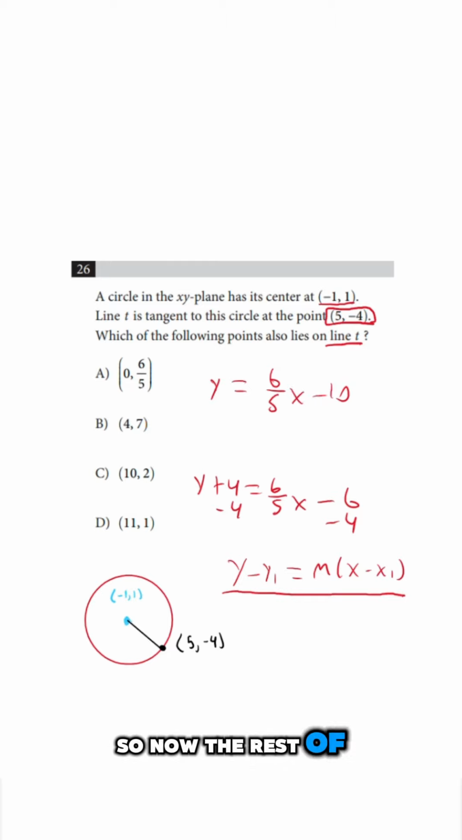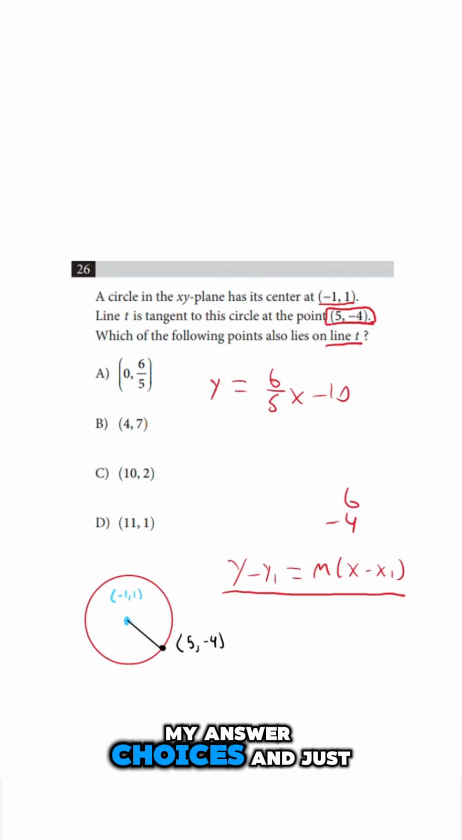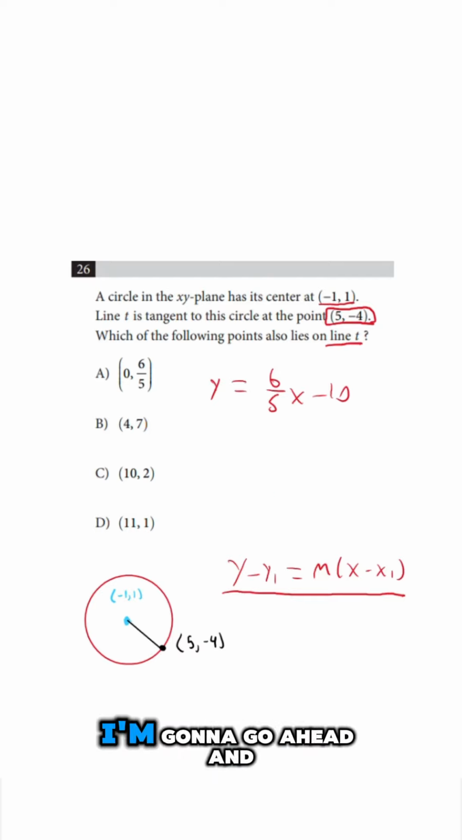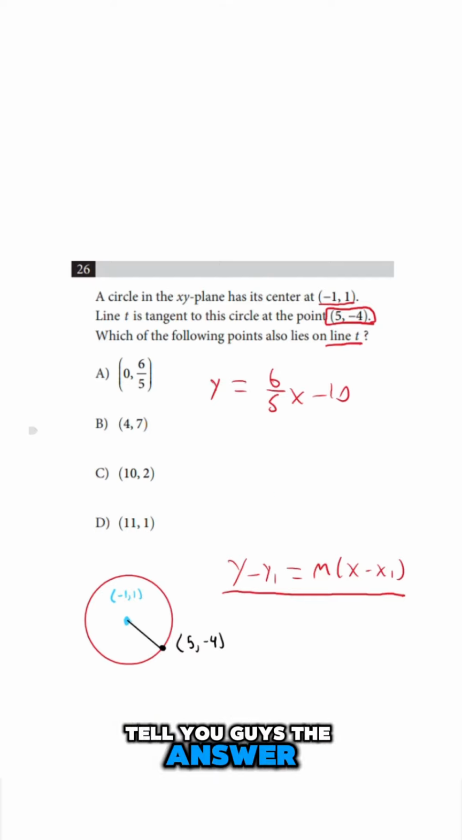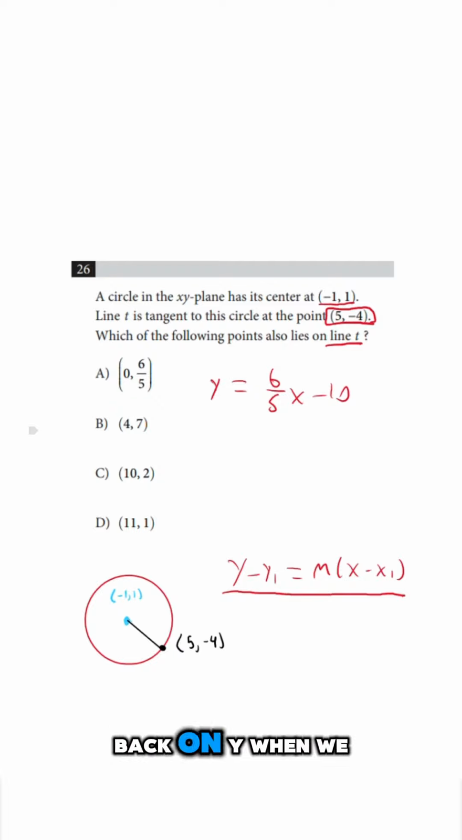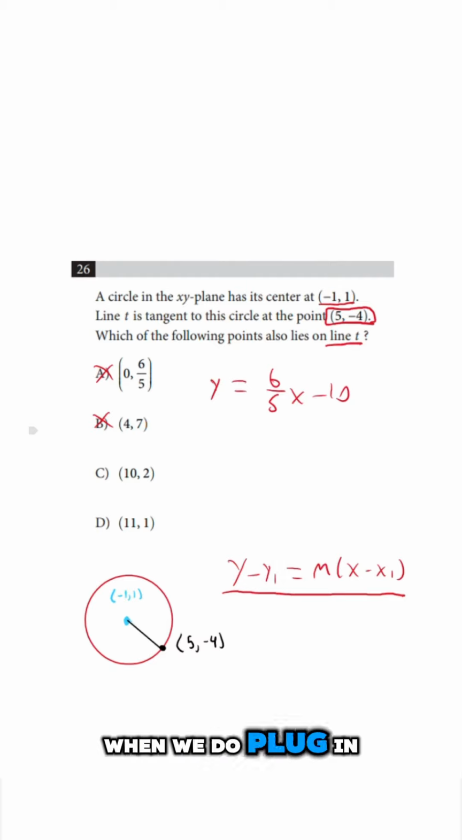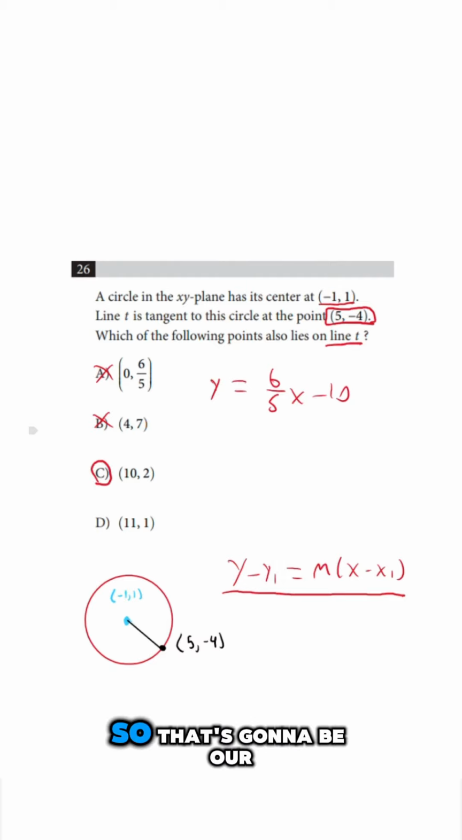So now the rest of the question is asking us what point also lies on line T. So I'm going to look at my answer choices. And just for the sake of time, I'm going to go ahead and tell you guys the answer. When we plug in 0, right, for x, we're checking to see if we get 6/5 back on y. When we do that, we don't. For b, when we plug in 4, we do not get 7. And then finally, when we get to c, when we do plug in 10, we do get out 2. So that's going to be our answer.